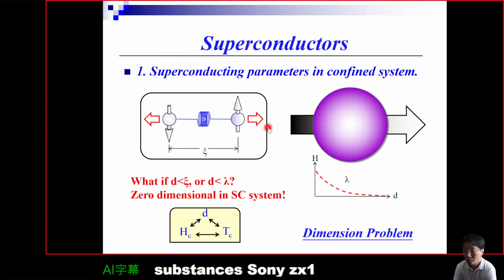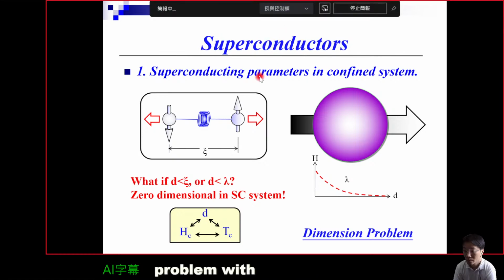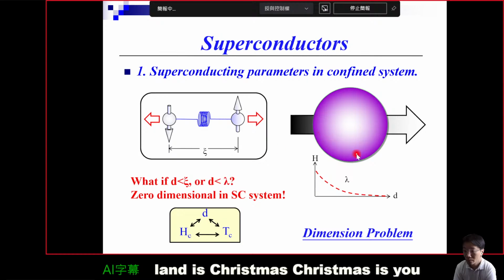So if we make a superconductor nanoparticle, there's one problem, which is if the size, I mean the diameter, is less than the correlation length, or the diameter is less than the magnetic field penetration depth.